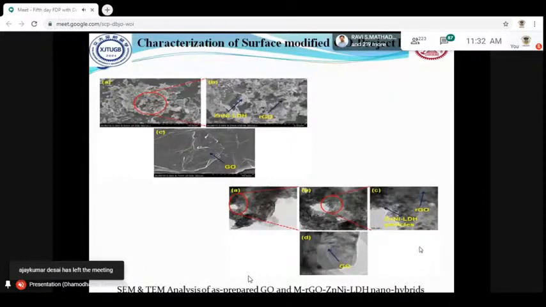For better understanding, we have done TEM analysis with higher magnification of the particle arrangement on the surface of the RGO. So here we can see a neat, homogeneous arrangement on the RGO surface. The zinc nickel LDH has been successfully decorated.